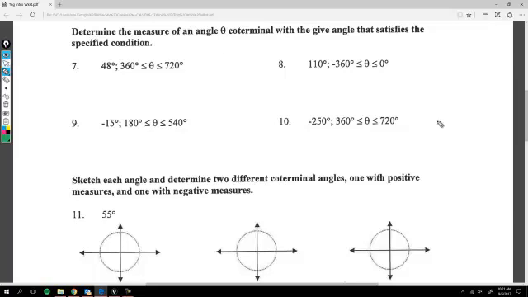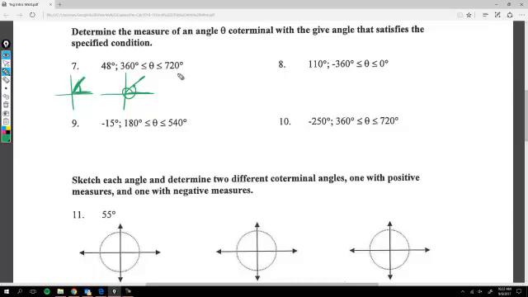Okay, so for instance, on number 7, our angle is 48 degrees. So I know 48 degrees is going to be around here somewhere. Here's my initial side, and here's my angle. What I want is another angle that ends in the same place, but I want the angle to be between 360 and 720, which means that I have to go around the circle more than once. I have to go around the circle one time and then a little bit further. And you see, I end in the same place, but my angle is much bigger.